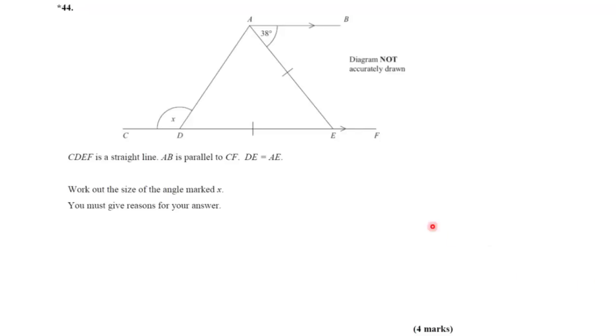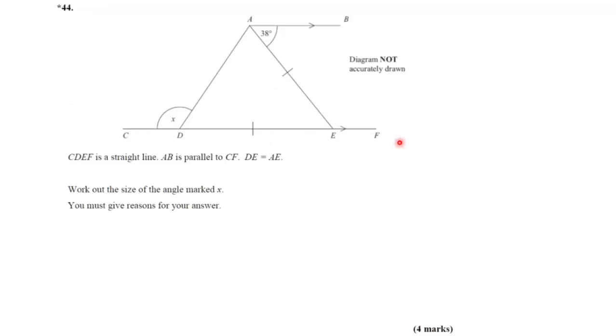Okay, this is question number 44. We can see there's a star next to the question number, so this means there are marks for quality of written communication. A couple of things we need to think about. As soon as you see this question, you've seen a triangle, there are some parallel lines. CDEF is a straight line. AB is parallel to CF.